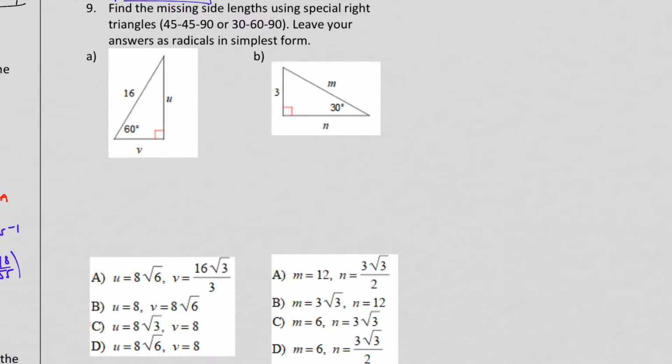Alright, number 9. So number 9 says, find the missing side lengths using special right triangles, either 45, 45, 90, or 30, 60, 90. Leave your answers as radicals in simplest form. So in these 4 examples, they're all going to be special right triangles. So in 9a, if I see here a 60 degrees, this angle here is going to be a 30 degrees. Notice how in the examples here, you're also given multiple choices. So to practice picking a right answer, you have these 4 examples to try doing that. Let me zoom in for a second.